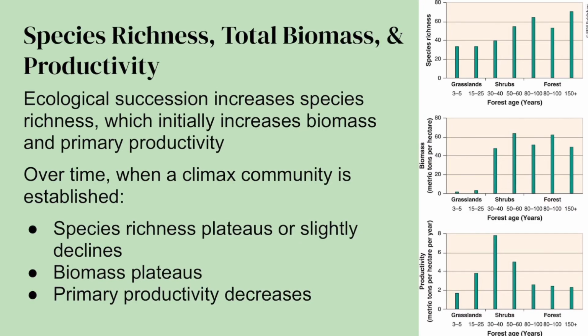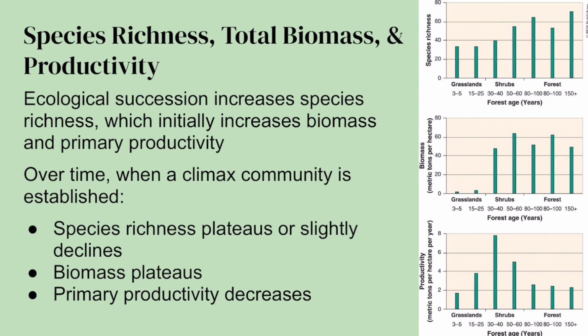We've talked about species richness as a measurement of biodiversity, and we're also going to look at total biomass and productivity. The general trends that we see are that ecological succession increases species richness, which initially increases biomass and primary productivity. Over time, once we have our established climax community, we see some general trends related to these three factors. So as succession occurs, more and more plant species are introduced into an area because we're moving from pioneer species or grasses and wildflowers to that climax community that has mature trees and increased biodiversity.